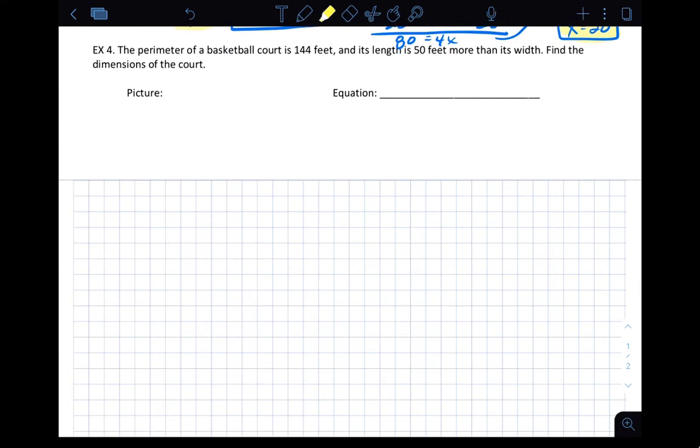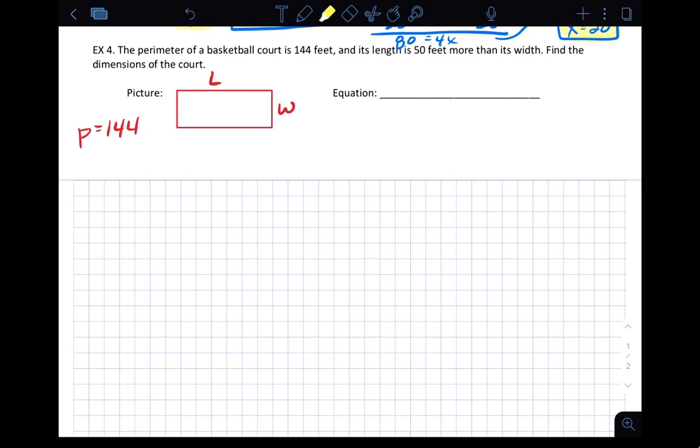Last question. The perimeter of a basketball court is 144 feet, and its length is 50 feet more than its width. Find the dimensions of the court. I'm going to go ahead and draw my basketball court, and I'm going to label the length and the width. I also know the perimeter is 144. So let's go ahead and read.